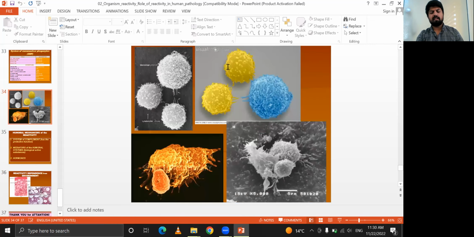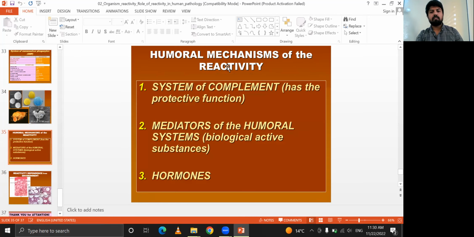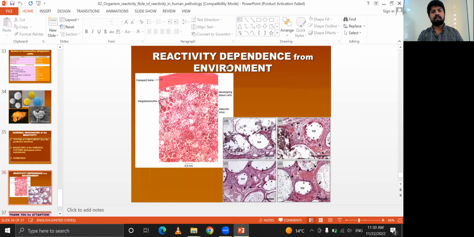These are the bacteria I showed in the microscopic pictures. Humoral mechanisms of reactivity include the system of complement, which has a protective function, mediators of the humoral system, biologically active substances, and hormones. They are used to defend from the environment, as I told you about the blood-brain barrier.